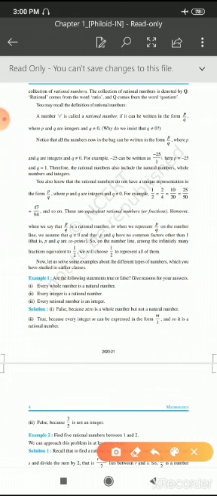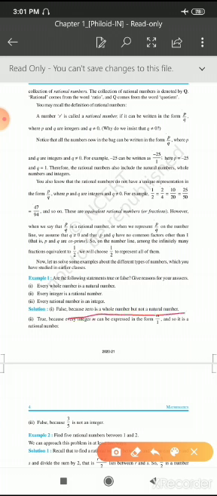And next, see here, example 1. Are the following statements true or false? Give reason for your answers. Every whole number is a natural number. Are all the whole numbers natural numbers? Yes or no? No, because 0 is a whole number and 0 is not a natural number. But all the natural numbers are whole numbers, because all the natural numbers are included in the set of whole numbers. So false, because 0 is a whole number but not a natural number.